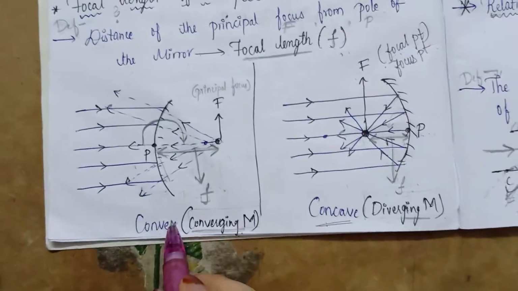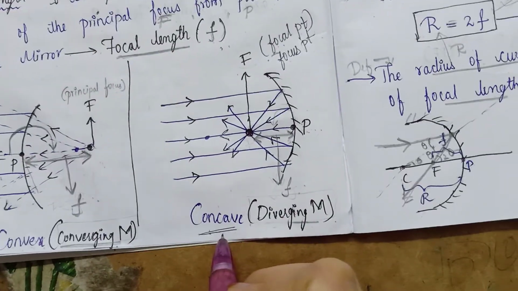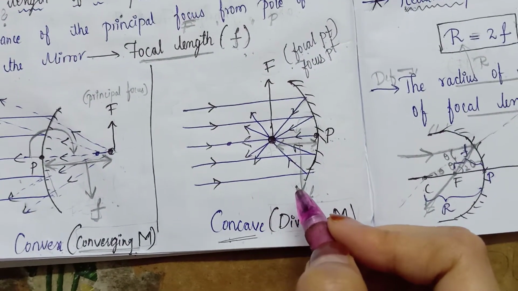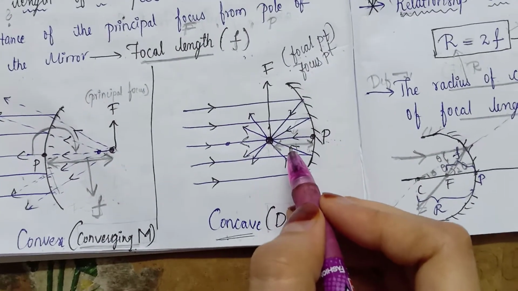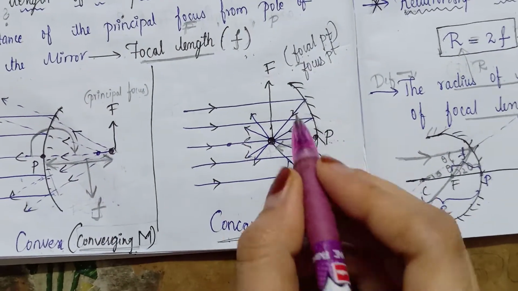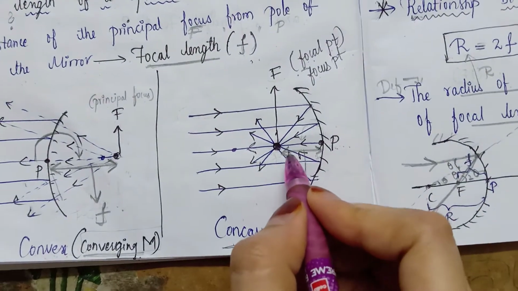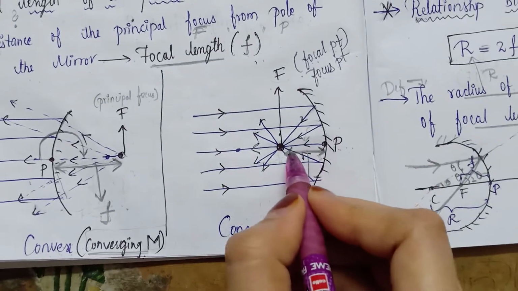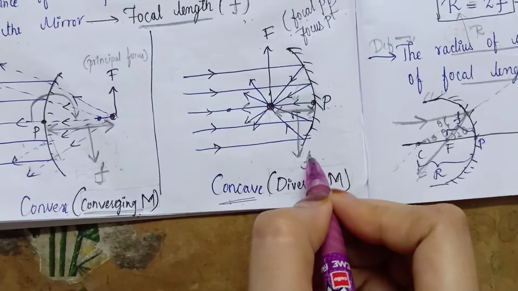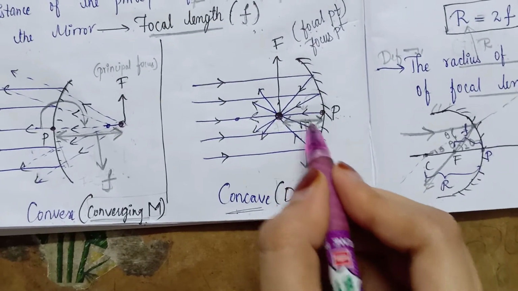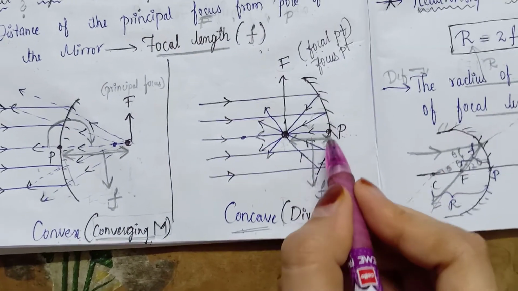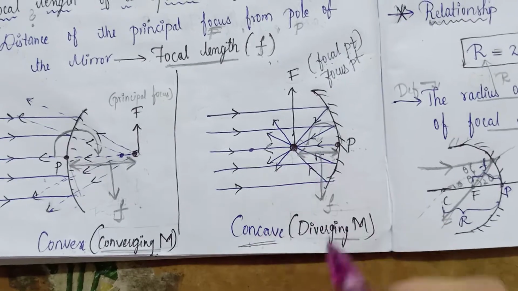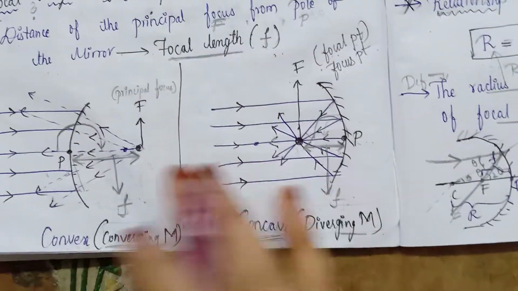In the case of a convex mirror it lies behind the mirror, whereas in the case of a concave mirror, the principal focus lies in front of the mirror. Why do we say in front of the mirror? As the definition of focal length says, there is a distance between the principal focus and the pole. Here is our principal focus and here is our pole, and the distance between them is nothing but focal length, small f. This focal length lies in front of the concave mirror. I hope you are getting my points.